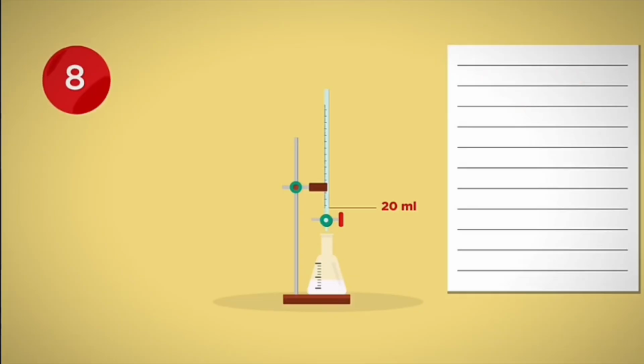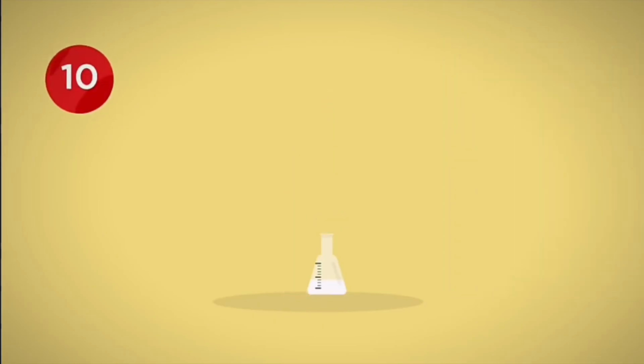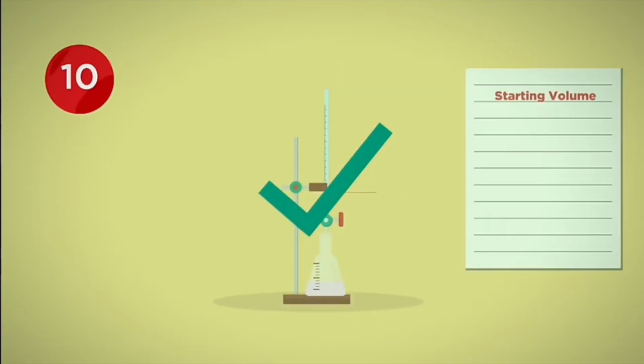9. Subtract the final volume from the initial reading. This gives you the volume of the solution added. This volume is called the titre. 10. For an accurate experiment, you should repeat this experiment a few times until you get consistent values for the titre.